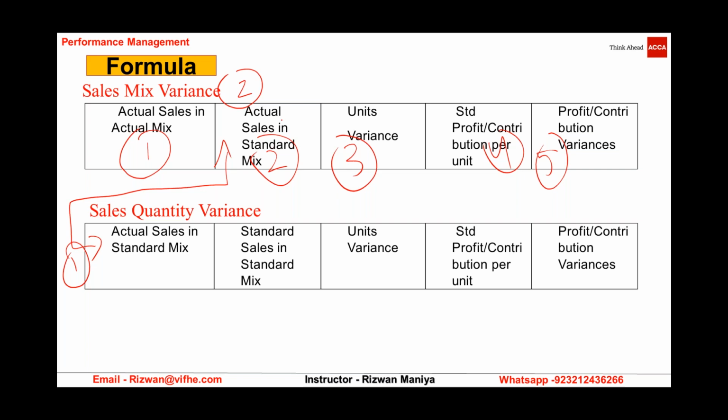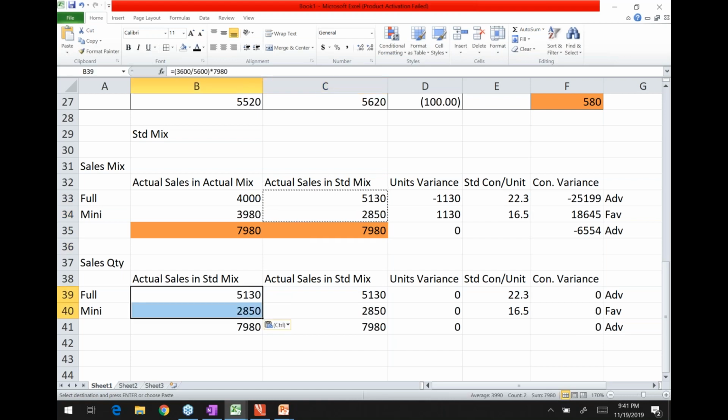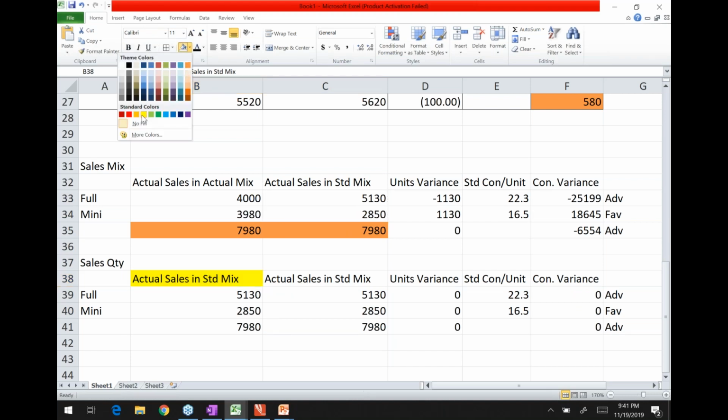Okay. So actual sales in standard mix. This is column 2 of mix, which is the same as column 1 of quantity. So what I need to do is copy paste. So let's copy paste the figures as well. Actual sales and standard mix. Just copy paste the figures. Okay, I've done that. These two are exactly the same.